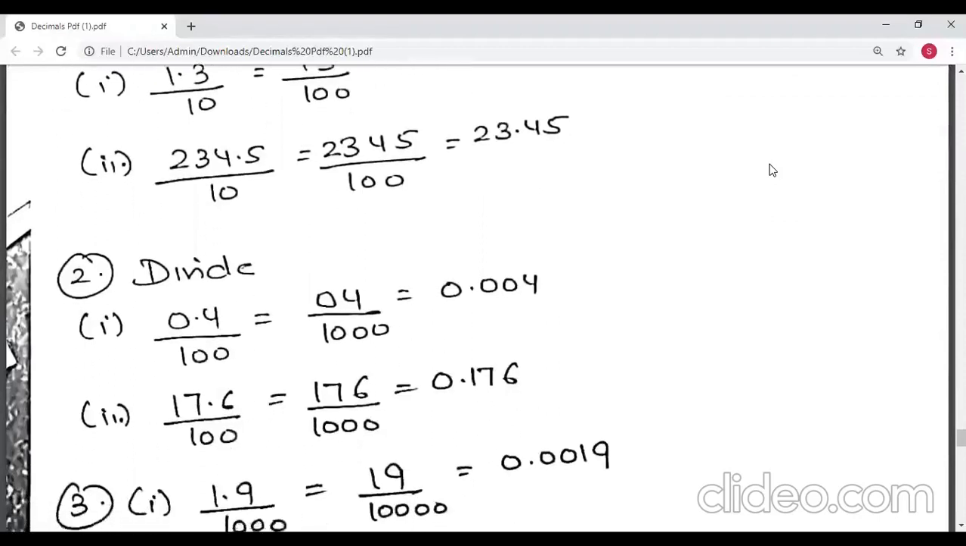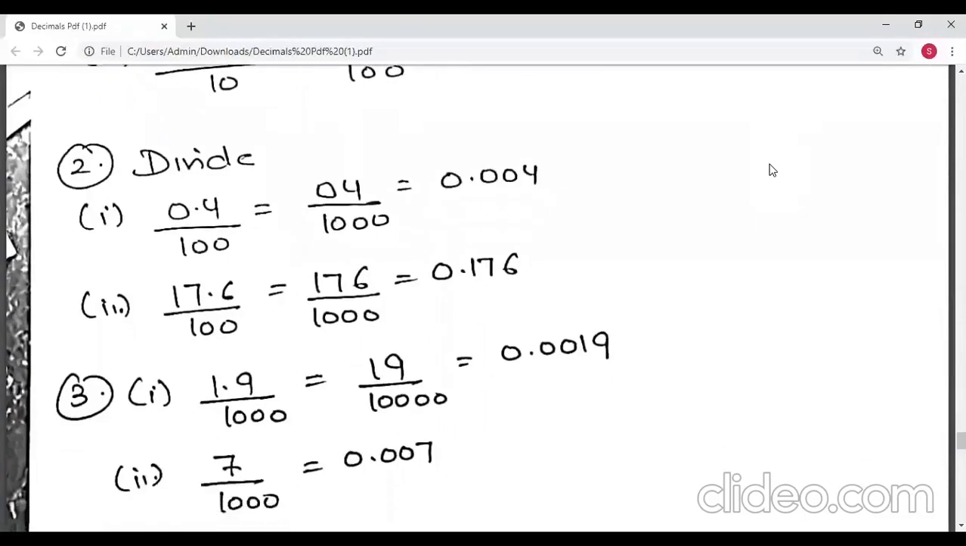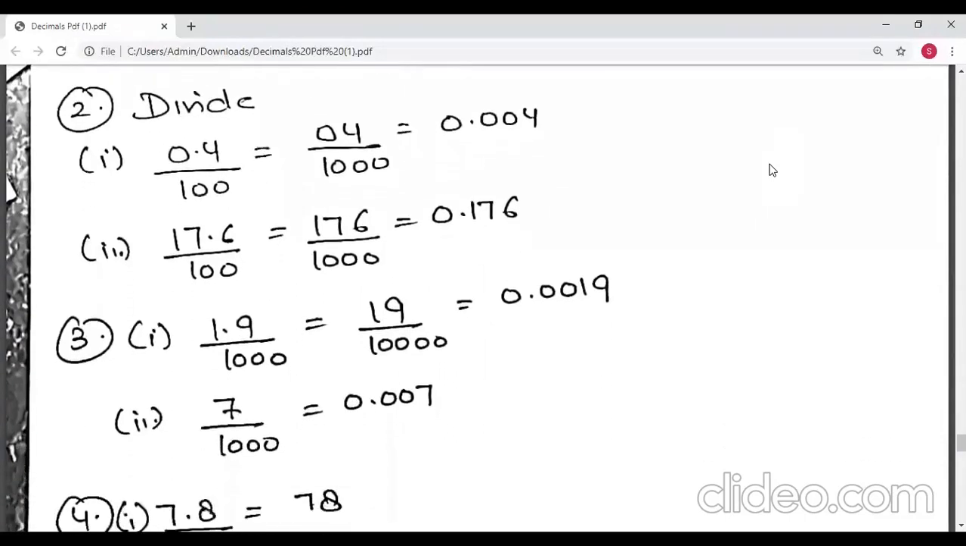Question number 2. First part 0.4 by 100. Remove the decimal from 0.4. Increase one more 0 in the denominator. The number will be written as 4 upon 1000. 3 zeros are given in the denominator. So the final answer will be 0.004.